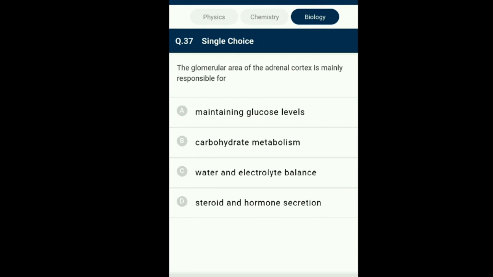Carbohydrate metabolism is regulated by glucocorticoid secreted by zona fasciculata of the adrenal cortex. Zona reticularis is responsible for the secretion of steroidal hormones. So the answer for this question is option C, water and electrolyte balance.